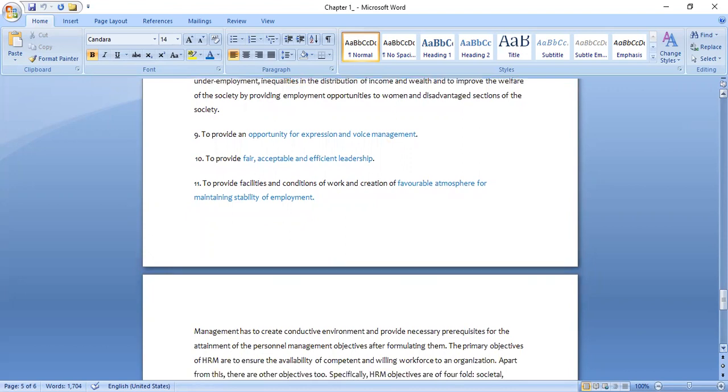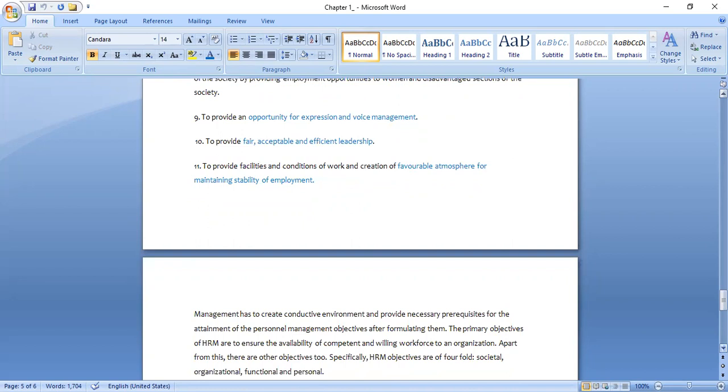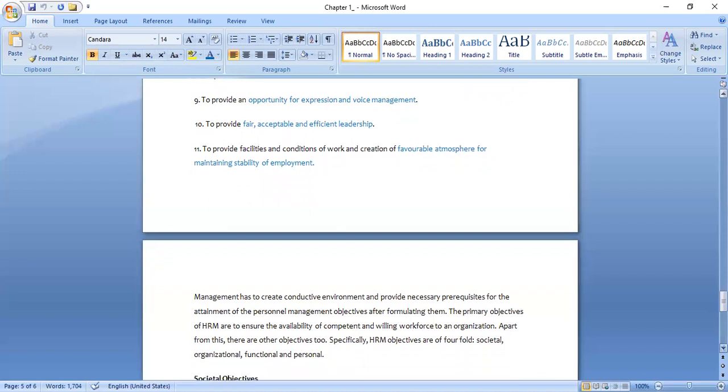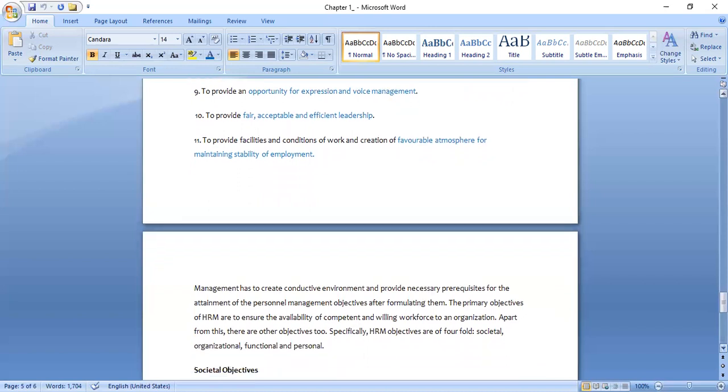Then it aims at providing opportunity for expression and voice management, right? So as these employees are given opportunities, maybe different positions that require management challenges, it makes them grow up to it. It makes them improve, for example, their communication skills, voice management, to be able to express themselves, for example, in public.